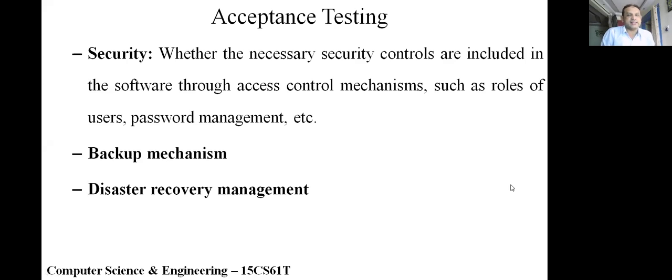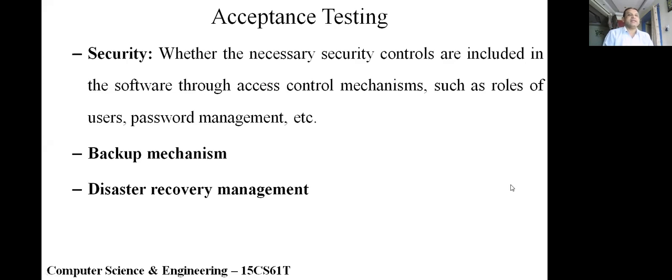Then backup mechanism. What do you mean by backup mechanism? Backup mechanism is nothing but your data has to be backed up every day. Why? Because the data is very, very important. If something happens to your software, you need to recover it back. At the end of the day or at a particular time, you take a backup so that if something goes wrong with the software, you can get back your data.